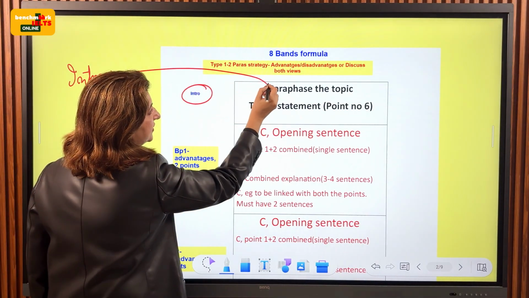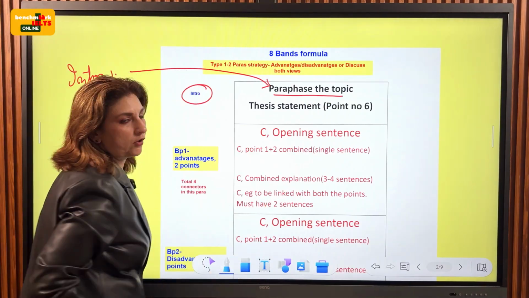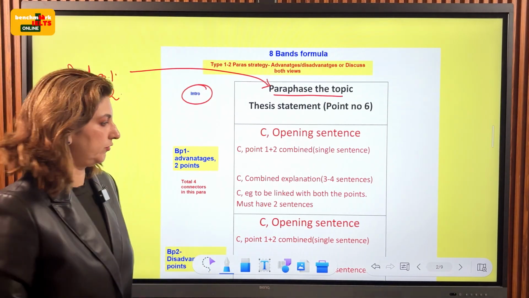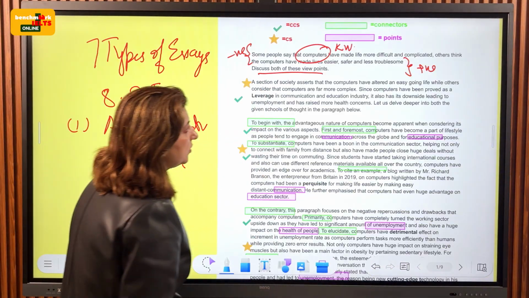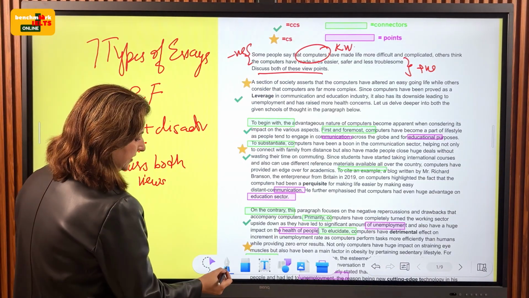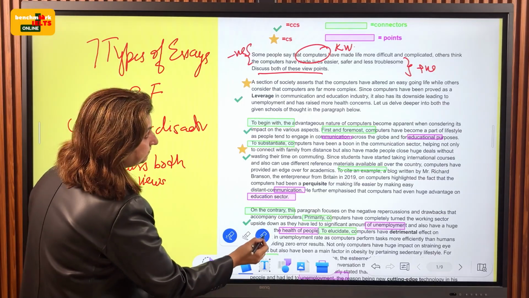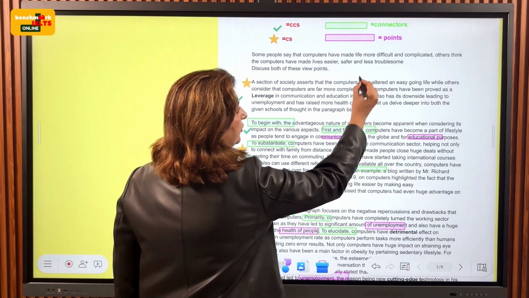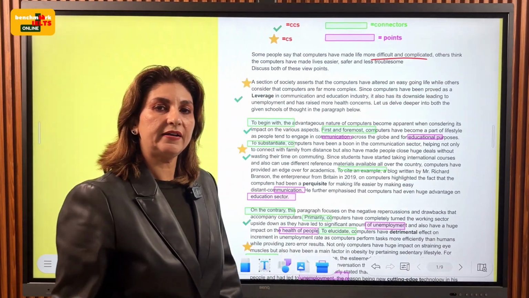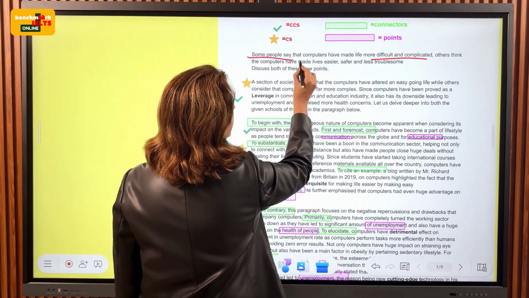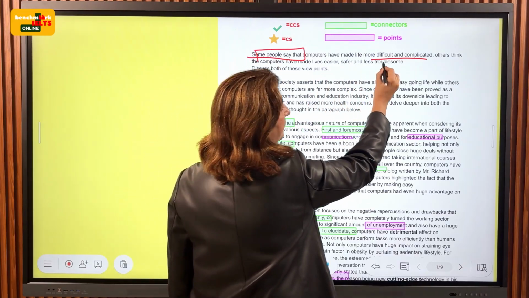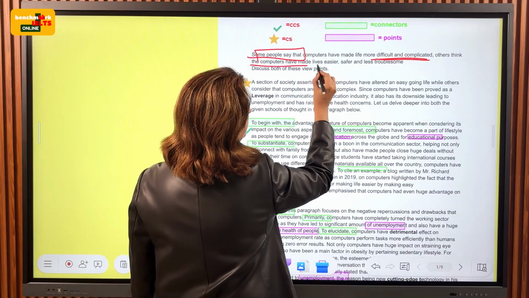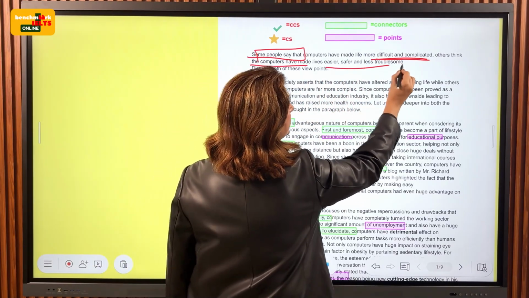The first one is that you need to paraphrase the topic. Paraphrase the topic simply means to translate the topic into your own words. So if this was our essay, and let's say, some people say computers have made life difficult and complicated, how would I paraphrase it? A section of society believes that computers have made their lives difficult. However, others tend to believe that computers have made their lives simpler.